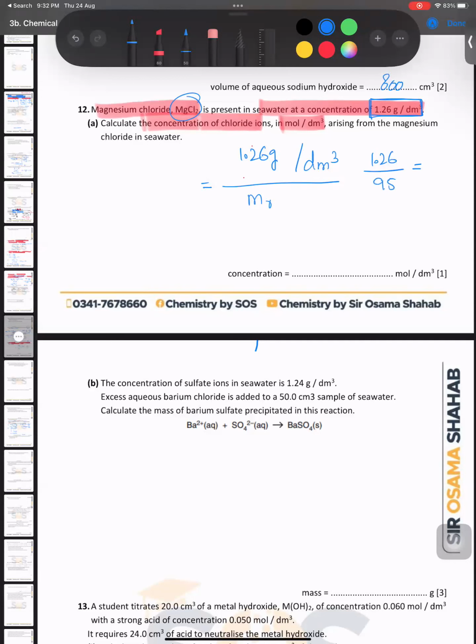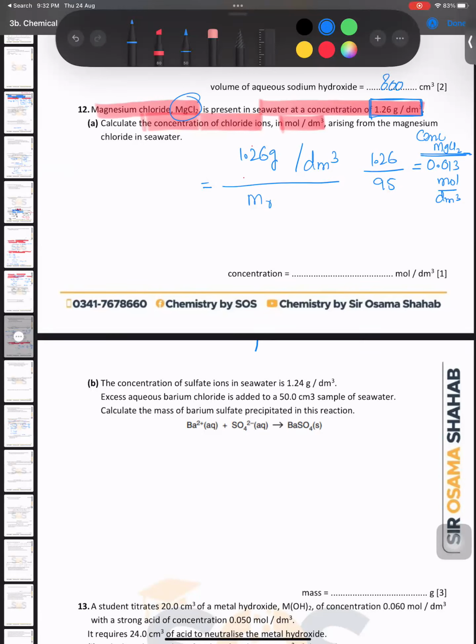So what would be the concentration? Let me know. 0.013. Now, so this is what? Mole per decimeter cube, but this is a concentration of what? Concentration of magnesium chloride, right or not? This is the concentration of magnesium chloride.